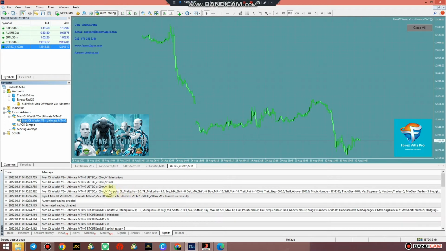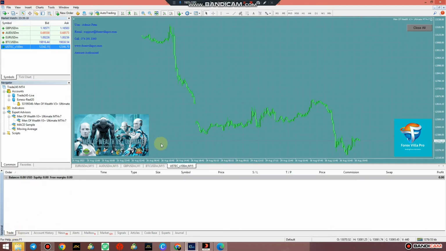And then it gives you the input settings that you've put, your SL multiplier, everything, like your trail points 1,000, trail step 500, and your trail above 2,000. So it will use that in the execution of your trades. So that's simple, that's straightforward. You don't really have to scare yourself to just do this. So this is automated trading.